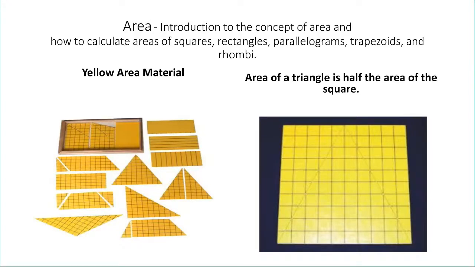Yellow area material is used to measure the area of all two-dimensional plane figures like rectangles, squares, triangles, parallelograms, rhombi, and trapezoids. Students work with the materials extensively and advance to using formulae to calculate the area of various figures.